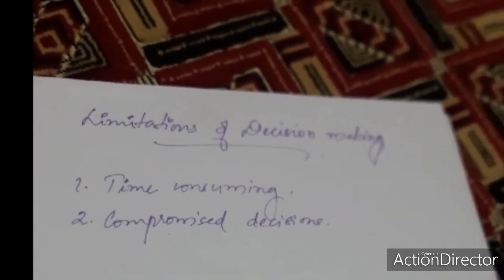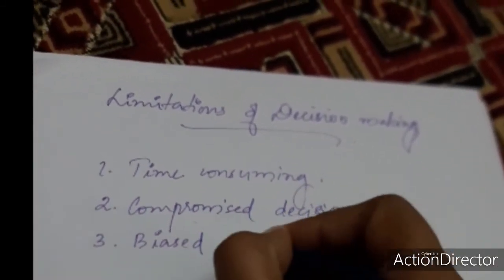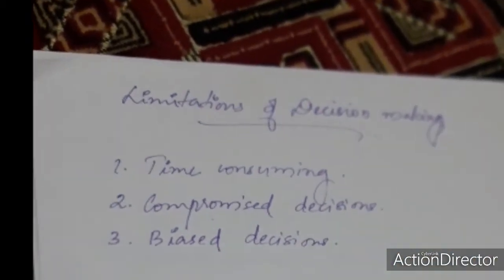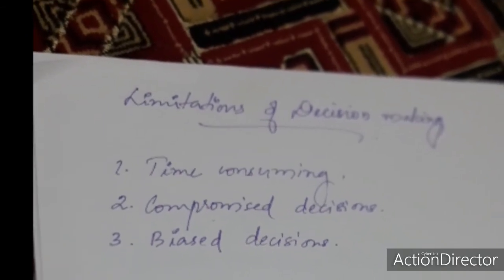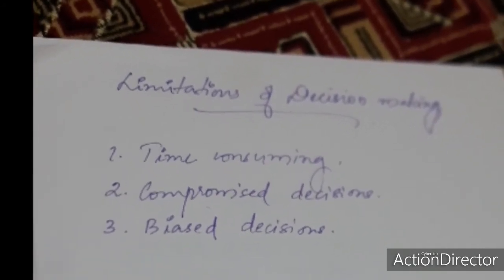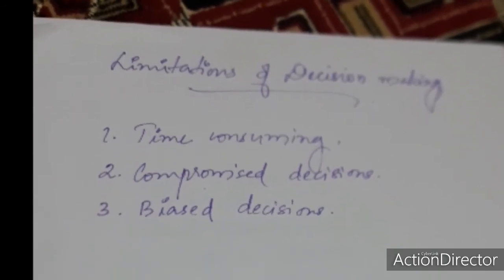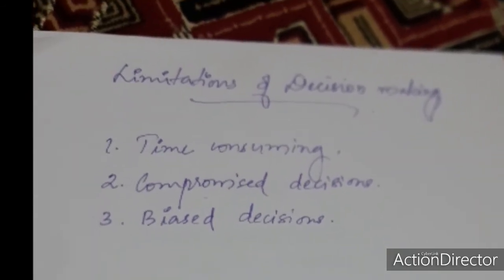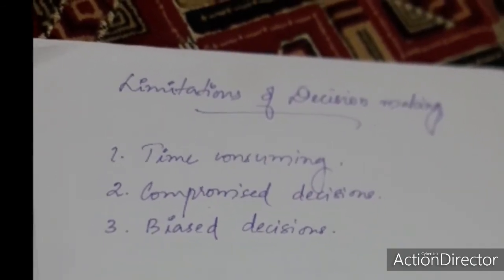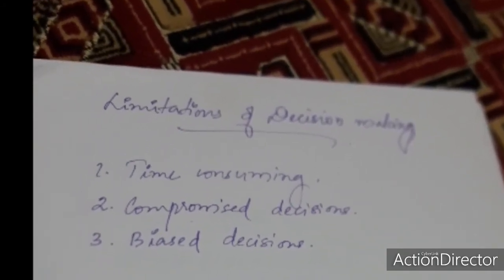Thirdly, biased decisions. The manager makes decisions which only benefit himself and his group. That is biased. That means he is only concerned about himself and his group members, not worried about the other people working in the organization. So this badly affects the workers or the consumers or the society as a whole. So sometimes decisions might be biased. So that is another limitation of decision making.